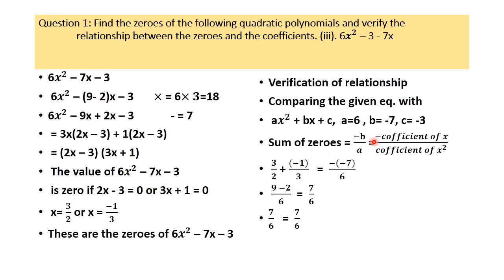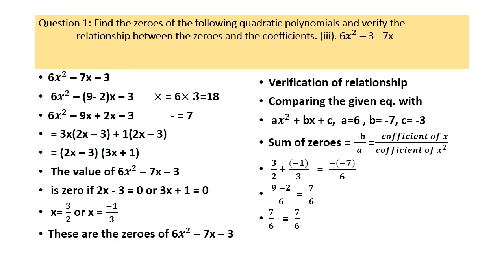Now the sum of zeros is minus b upon a, minus the coefficient of x upon the coefficient of x square. For the sum of zeros, these are the two zeros, we will add them: 3 upon 2 plus minus 1 upon 3. So we will take the LCM: 3 2s are 6, so 3 3s are 9, and plus minus minus 2 1s are 2. 9 minus 2 is 7 upon 6. This is the left hand side. The right hand side is minus b. b is minus 7, a is 6, so this is 7 upon 6. Now the left hand side is equal to the right hand side. So this is the first part of the verification.